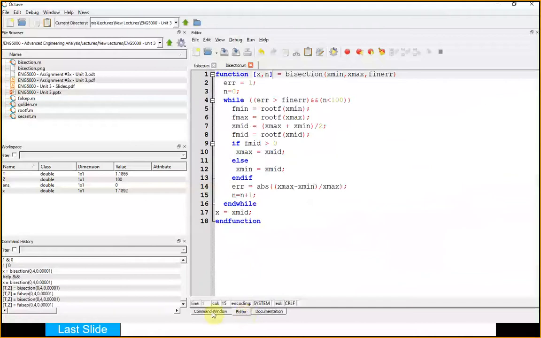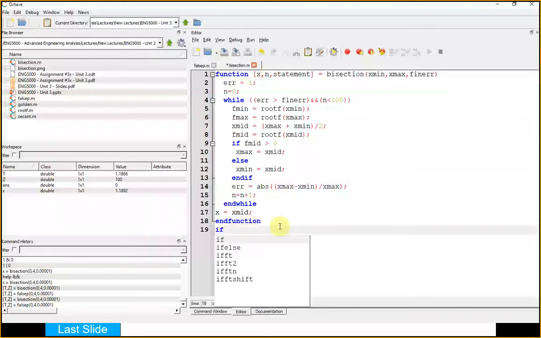So what you would have to do now is, for example, I could even have a third thing that says if n equal 100, two equal signs, then I say statement is going to be a text.